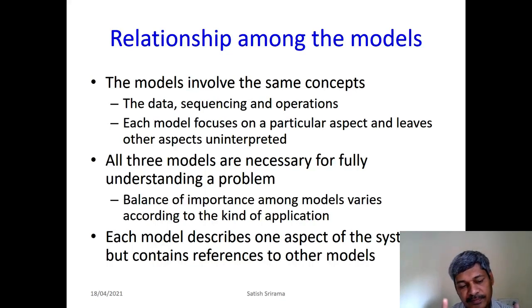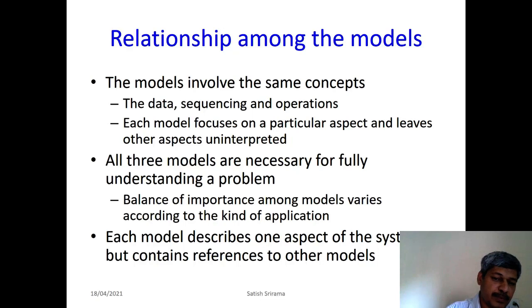All three models, the class model, state model, and interaction model, involve the same concepts. They talk about the data, the sequencing, for example how objects move across different states, and then the operations. All three models are important and necessary for fully understanding the system. But each model focuses on a particular aspect and leaves other aspects uninterpreted.